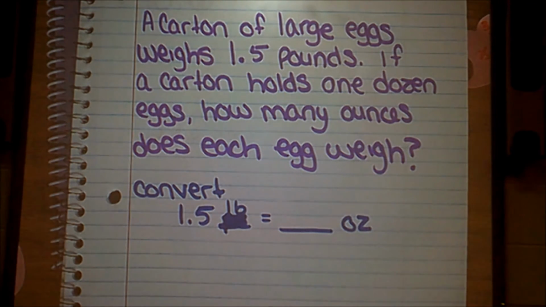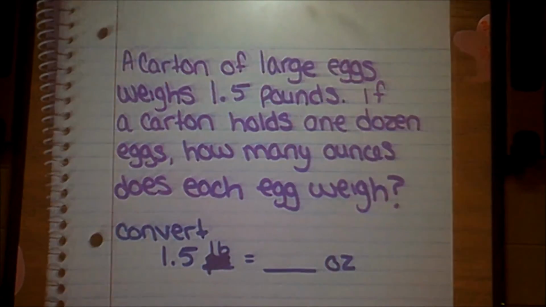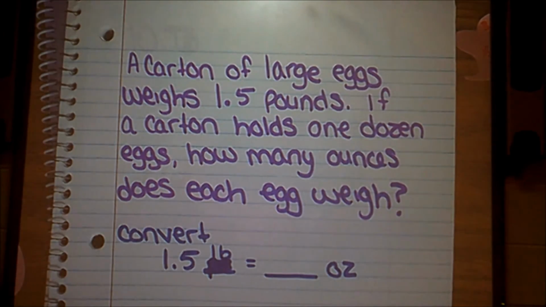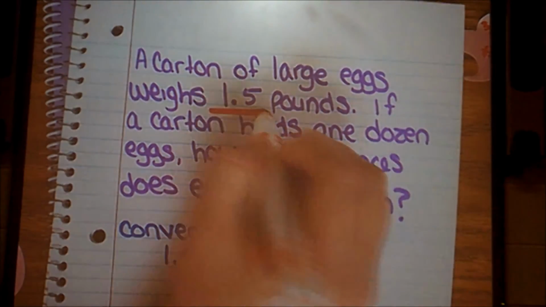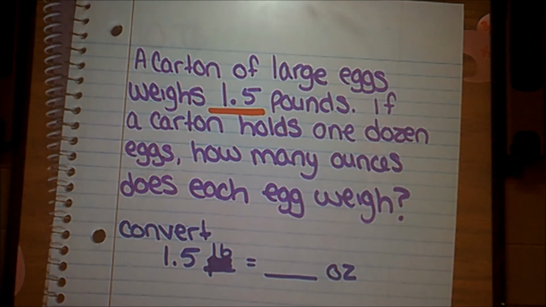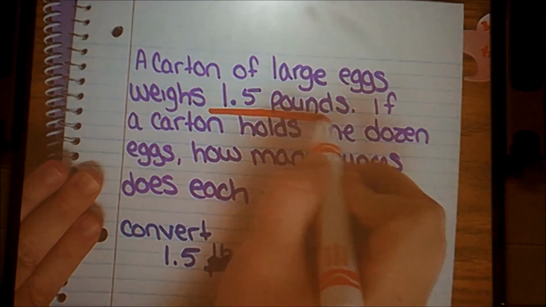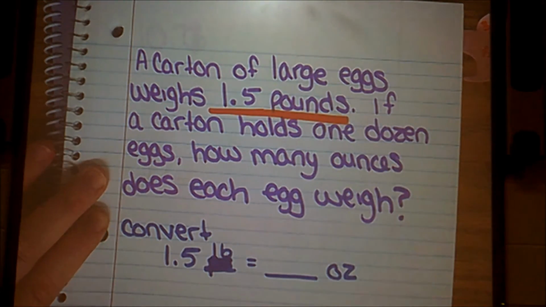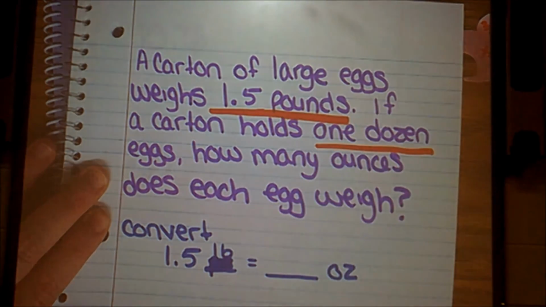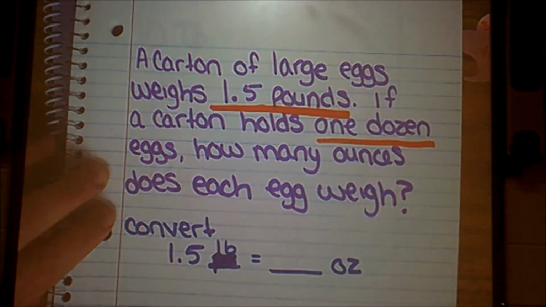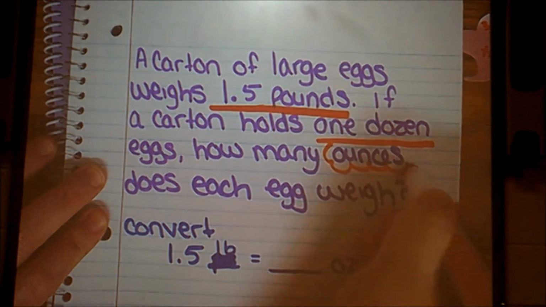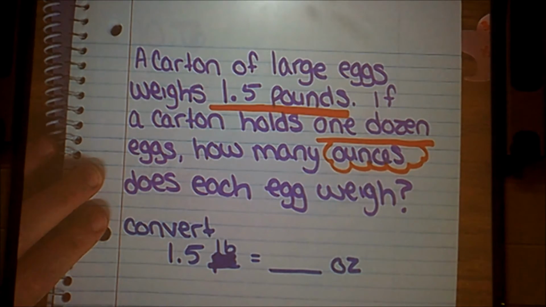I hope you guys are ready to do the chicken dance, because we have a word problem here about chicken eggs. A carton of large eggs weighs 1 5/10 pounds, or 1.5 pounds. If a carton holds 1 dozen eggs, how many ounces does each egg weigh?